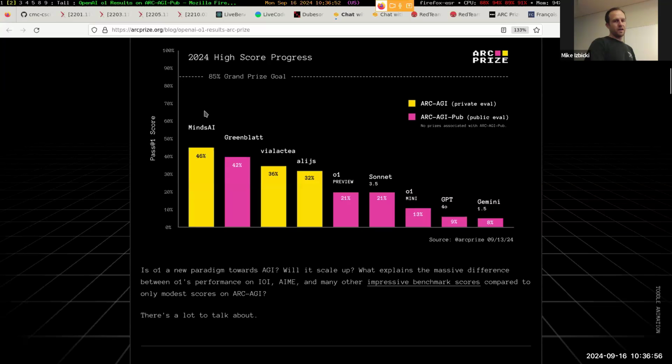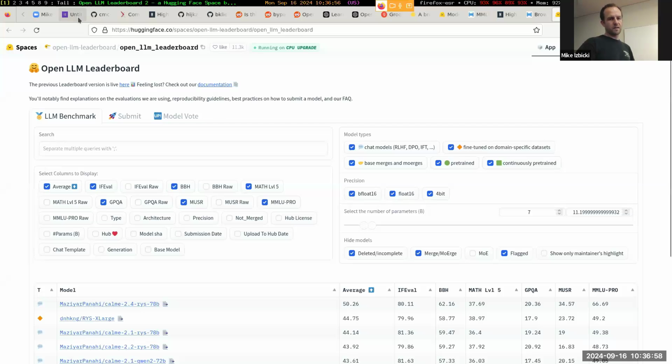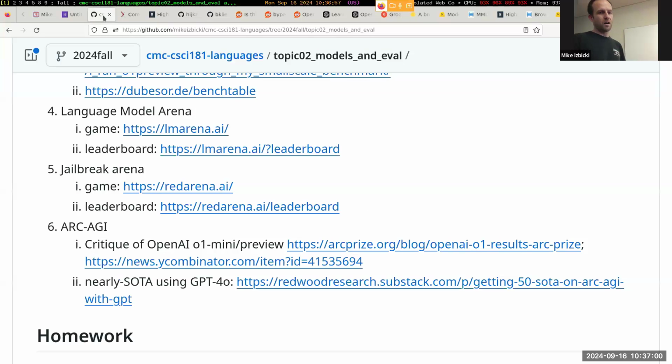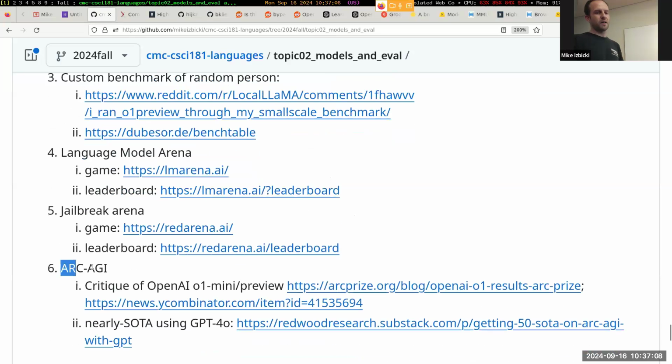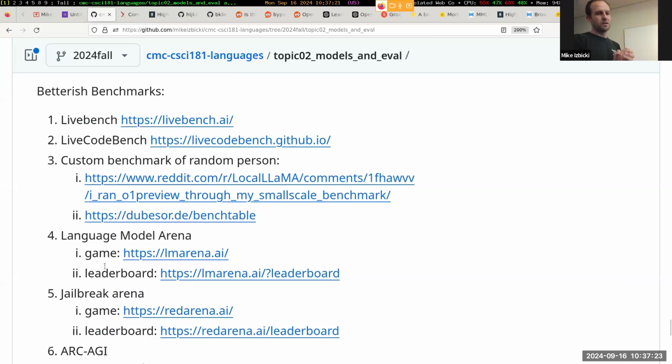This data set and all of the data sets that I have listed down here, I call them betterish benchmarks because they're not based on publicly available data in any way. ARC-AGI, for example, has I think 200 problems held out that they're guaranteed never to release onto the internet, so nobody can train on them. So all of these are somehow betterish data sets.